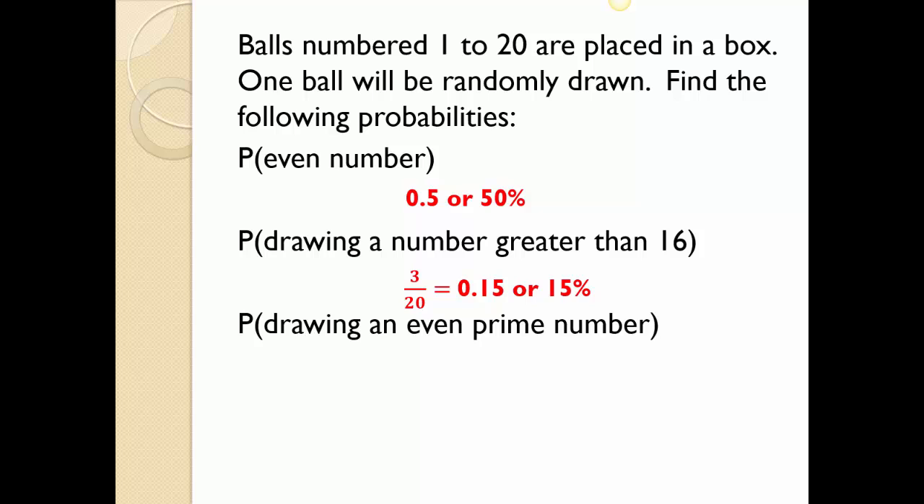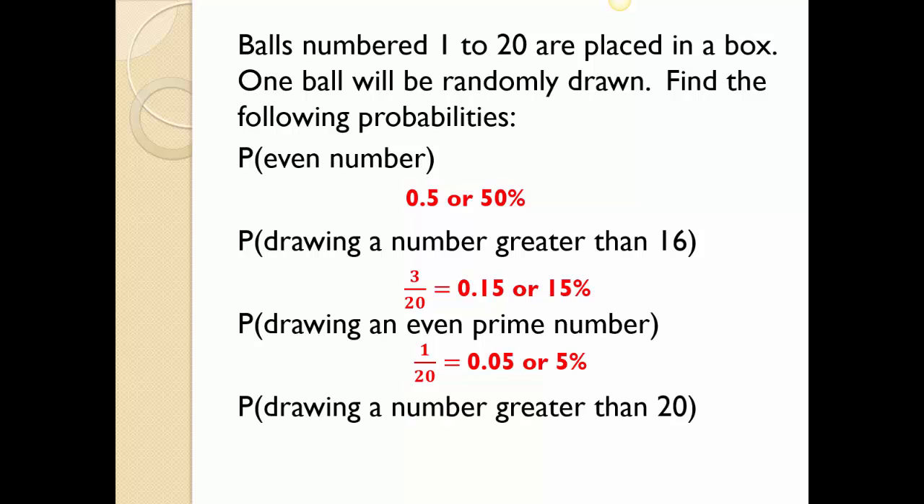What's the probability that I draw an even prime number? Okay, even, we know what an even number is. Prime number means it's only divisible by 1 and itself. And so the only even prime number is 2, so that probability is 1 out of 20, which is 0.05 or 5%. What's the probability I draw a number greater than 20? That's 0 because there are no numbers greater than 20.